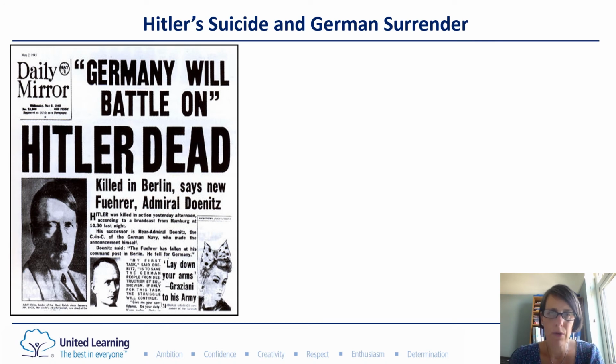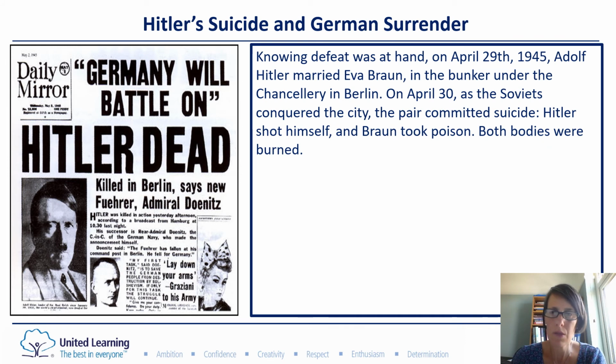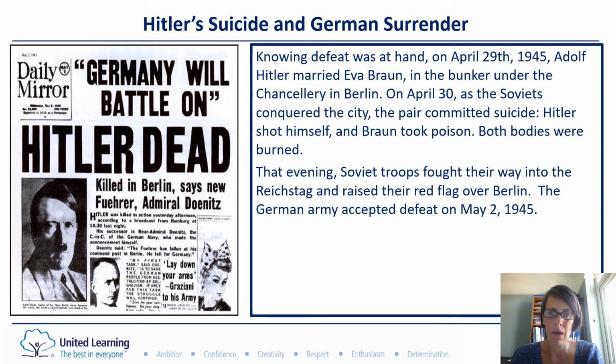So as we looked at on the timeline, Hitler commits suicide. So on the 29th of April, he marries Eva Braun in this bunker, and on the 30th of April, the two of them commit suicide. And on that same day, the Soviet troops come in and they put that red flag with the golden sickle and crescent over Berlin, over the city. And the German army agreed to stop fighting.